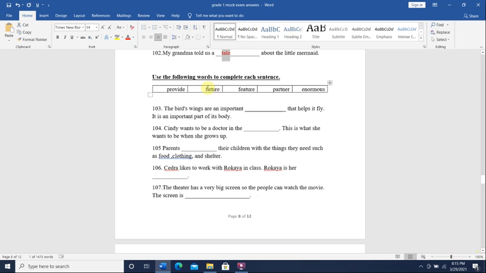Next here we have also 5 vocabulary words which we will use to complete the sentences. The bird's wings are an important blank that helps it fly. The wings, remember, are a part of the bird's body. Okay, so it is an important part of its body. What is another word for a part of a body? Feature. So the bird's wings are an important feature of the bird's body.